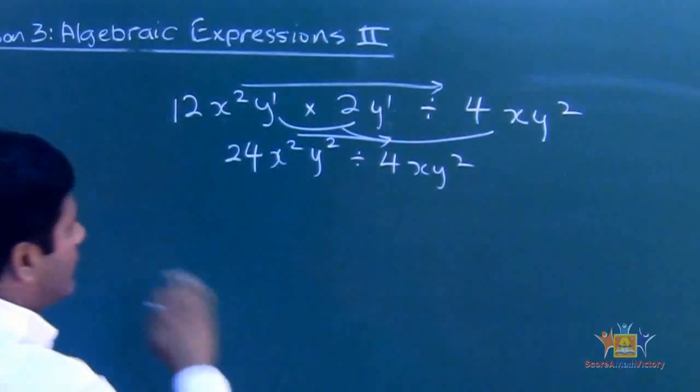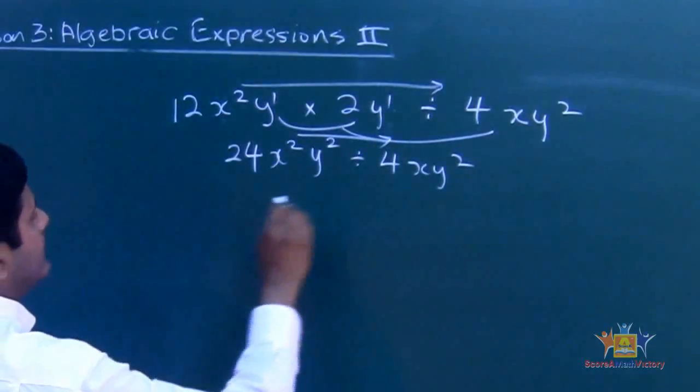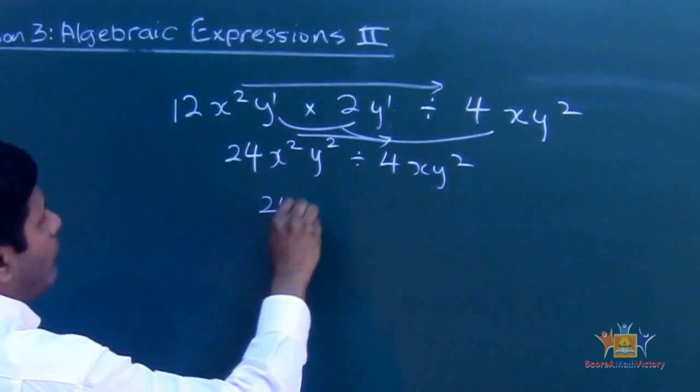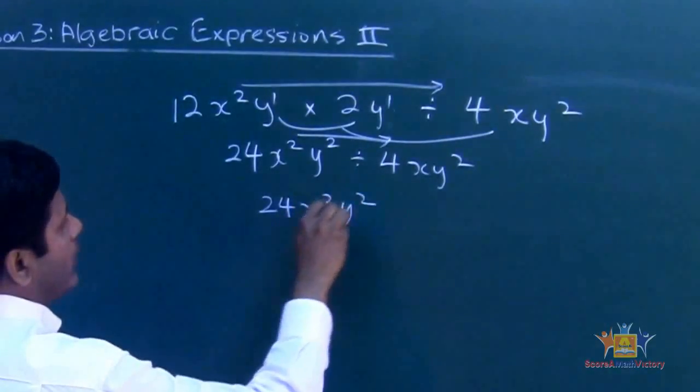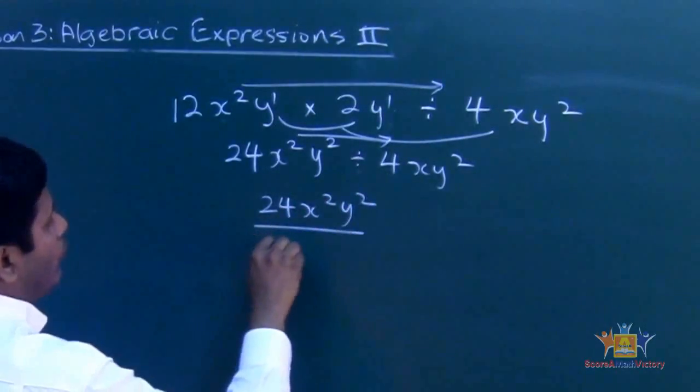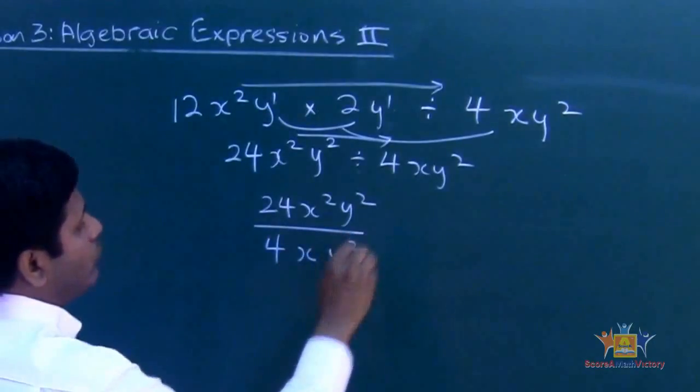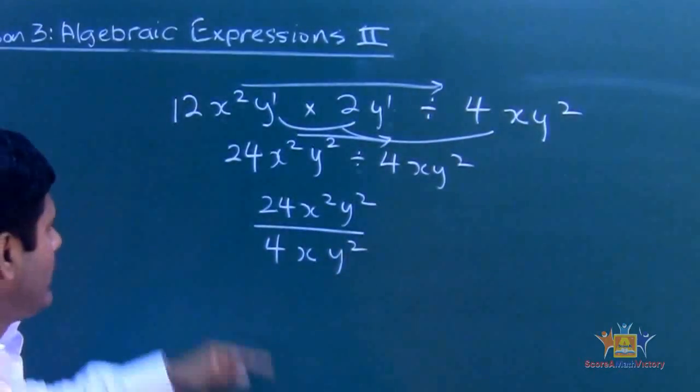Dividing, you're going to read it exactly like left to right, with the right arrow method. We're going to read exactly what it says. So it's going to be 24x squared y squared, division is over 4xy squared.